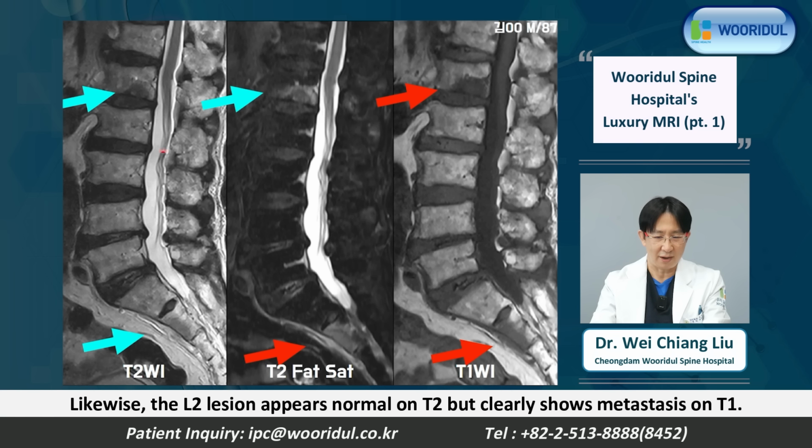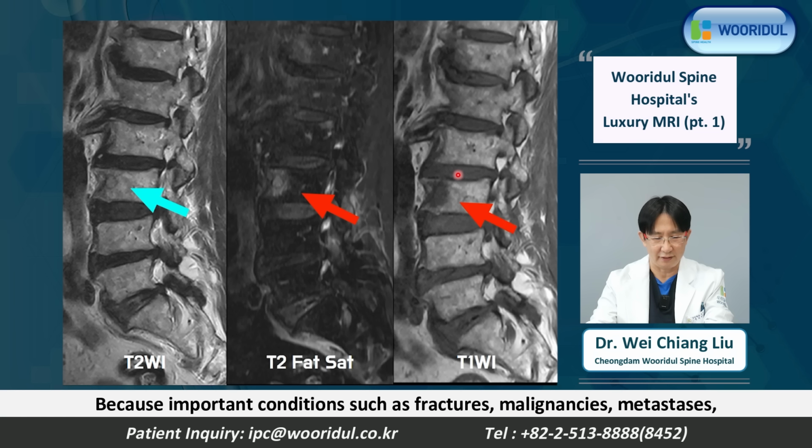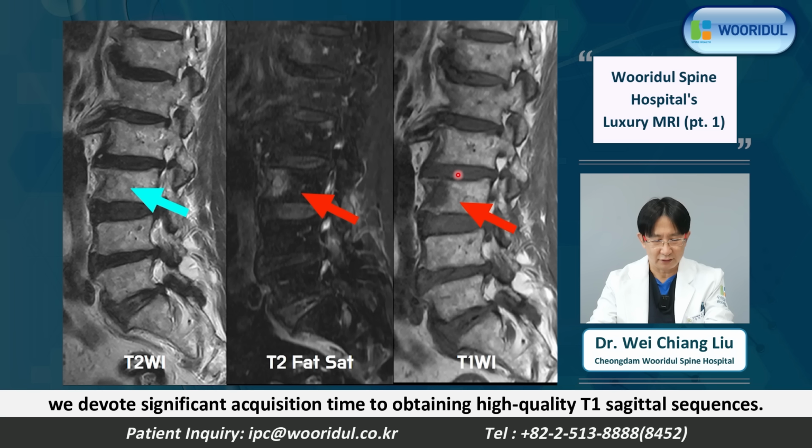Likewise, the L2 lesion appears normal on T2, but clearly shows metastasis on T1. The L3 lesion resembles a benign hemangioma on T2, but again appears metastatic on T1 weighted imaging. Because important conditions such as fractures, malignancies, metastases, and hematologic cancers are best identified on T1 weighted imaging, we devote significant acquisition time to obtaining high-quality T1 sagittal sequences.